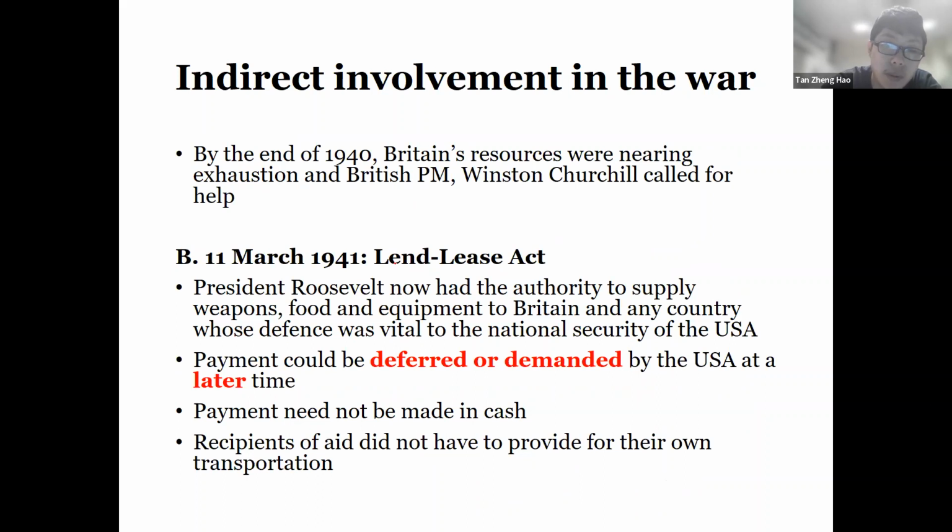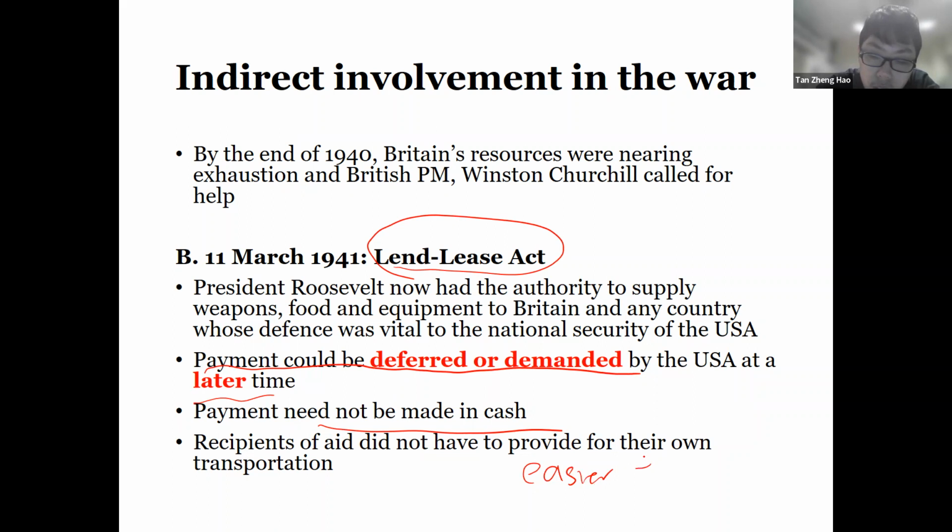The USA changed from the cash and carry policy to the Lend-Lease Act. The Lend-Lease Act basically means if you want to buy from the USA, you can pay later. If you can pay later, what does this mean? You do not need to pay in cash. It means it's easier to buy from the USA now. So the USA can very quickly lend the Allies a lot of very important supplies, weapons, and oil to fight Germany.